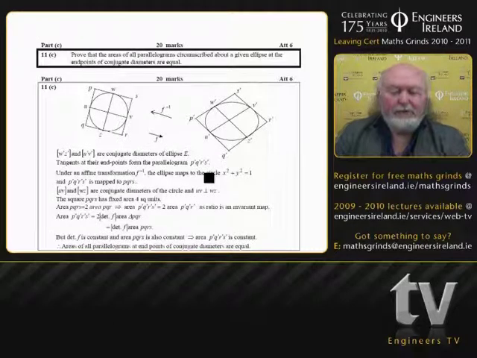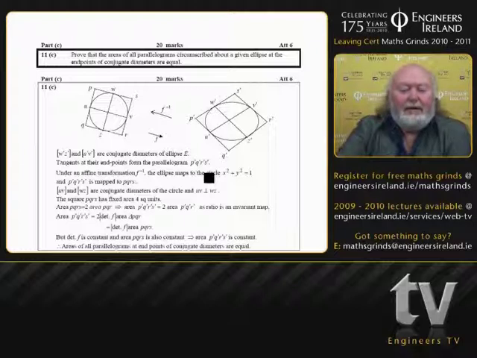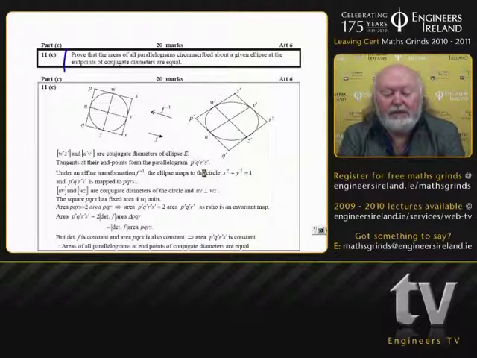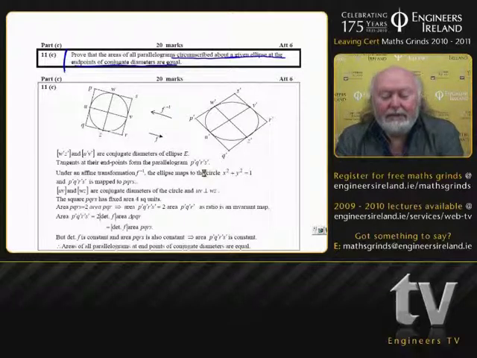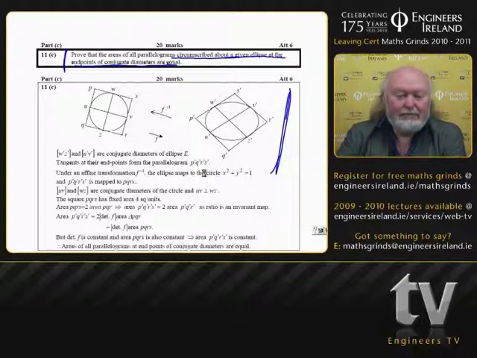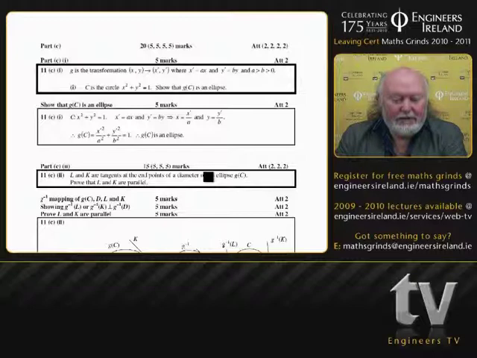Very interesting thing about Part C in 2006. Well, you see, prove that the areas of all parallelograms circumscribed about a given ellipse at the endpoints of a conjugate diameter are equal. You've seen this already. You've solved this already. So, nothing to do here. Let's look at 2005 Part C.